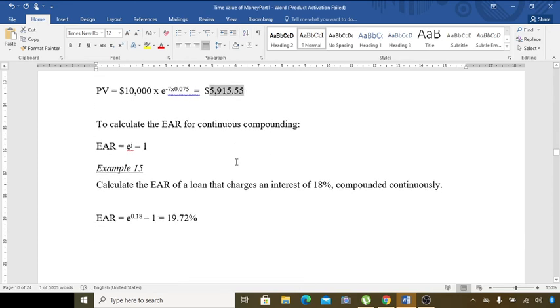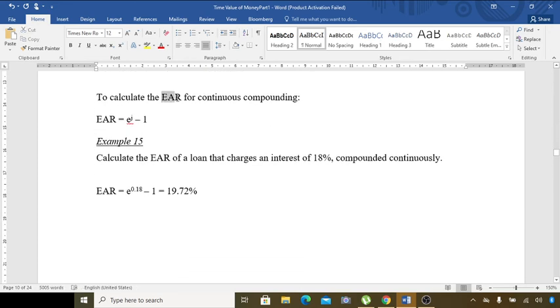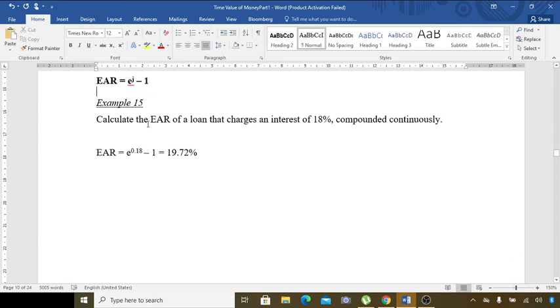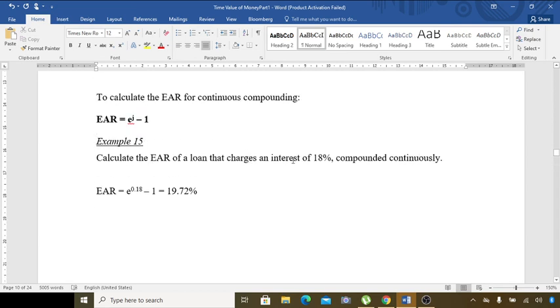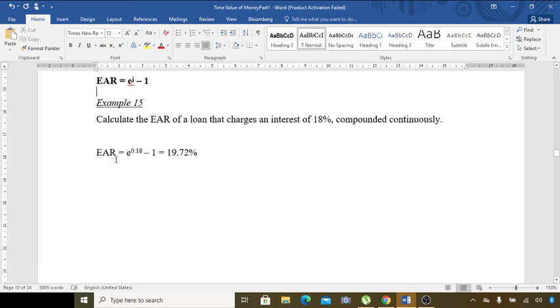5915.55. You can also calculate the effective annual rate for continuous compounding, which is given by this formula: EAR, the effective annual rate, equals e to the power of j, minus 1. It's not that difficult. You just have to know how to use your calculator. So calculate the EAR of a loan that charges an interest of 18% compounded continuously. Applying this formula, EAR becomes e to the power of 18%, minus 1, which equals 19.72%. This is the credit card scenario from just now.